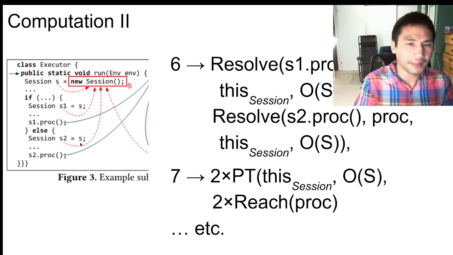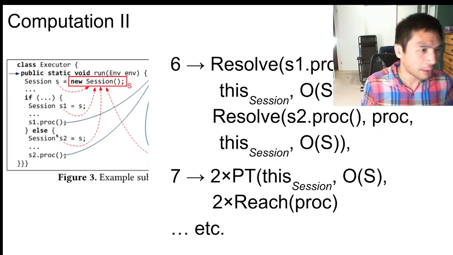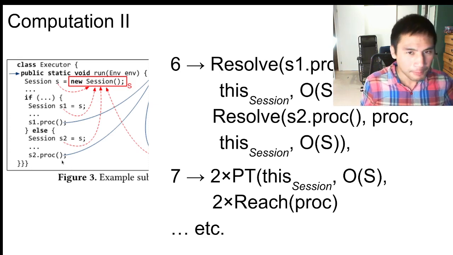I've covered some things, but it doesn't matter. So now what we say is that s.proc is going to resolve to proc this session in O of s. And same with s2, right? So we have two resolved function calls for these function calls we have here in the code, s1.proc and s2.proc. And so we know where they go to. They go to this thing that I haven't shown you, the session's proc method.